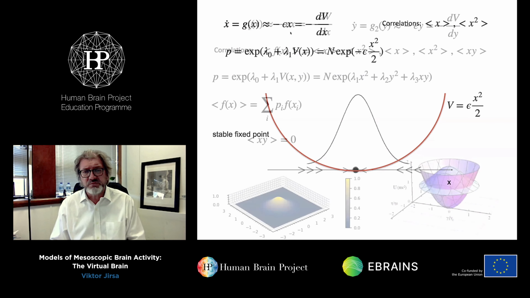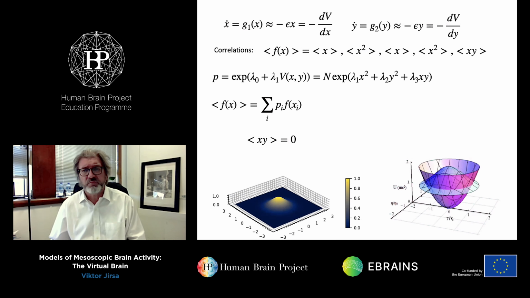Having understood this, I can go a step further. And I can now extend it and deal with two variables. Again, linear, epsilon x, epsilon y. And I can measure again the correlations, as I did in the previous case. I didn't say that.